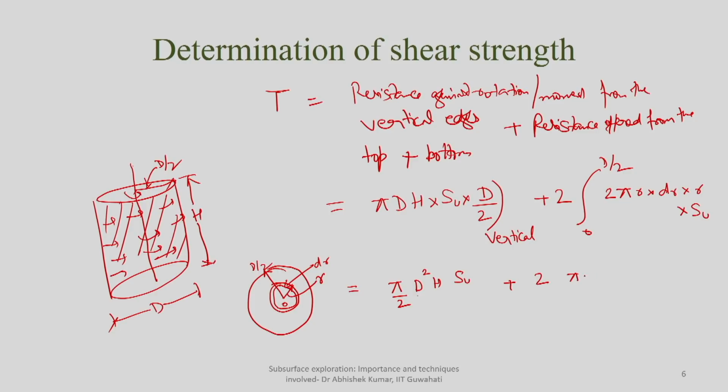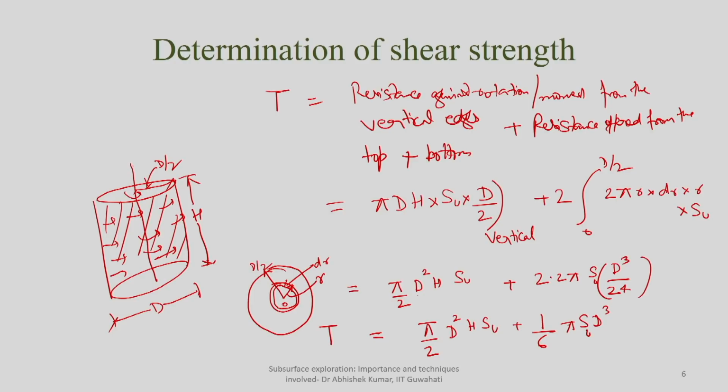So, this will give you 2 times 2 pi S d cube over 24. You can solve it yourself. I have not gone into that much detail because it is simple integration. You integrate pi r square to get pi r cube by 3, then apply the limits, and you will get the value in terms of d. So, this becomes pi by 2 d square h Su plus 4, and then this will become 1 by 6 pi S d cube. This will also be Su, because this is undrained shear strength.